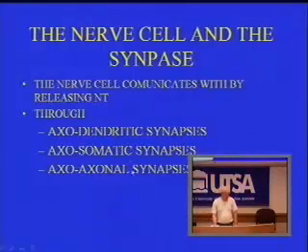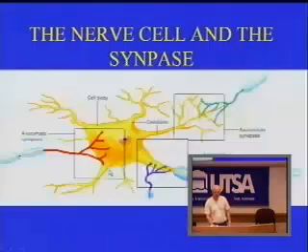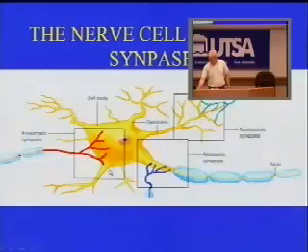And there can be different types of these synapses. An axon terminating on a dendrite is the axodendritic synapse. An axon terminating on the soma or the cell body is the axosomatic type. Axoaxonal synapse, one axon onto another axon. We see those illustrated in this slide.